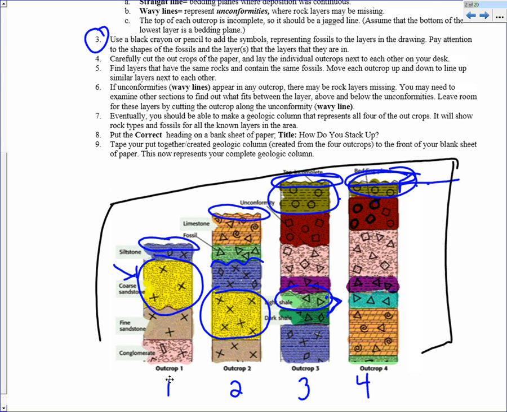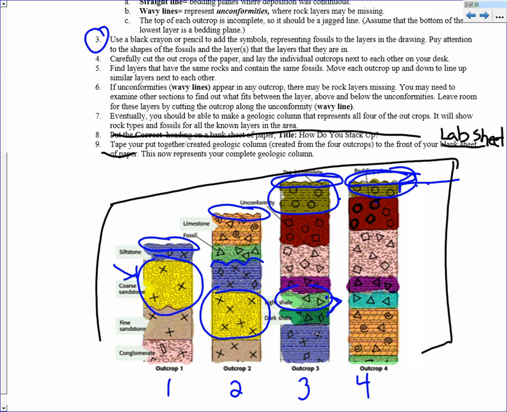You're going to cross this out because you don't need to do this. Number 8, you can cross out on your black and white sheet of paper. Number 9, you're going to tape your geologic column together, the geologic column created from your outcrops, to the front of your lab sheet. And I'm going to show you where I put that on there. And then you're going to use that to answer your questions.